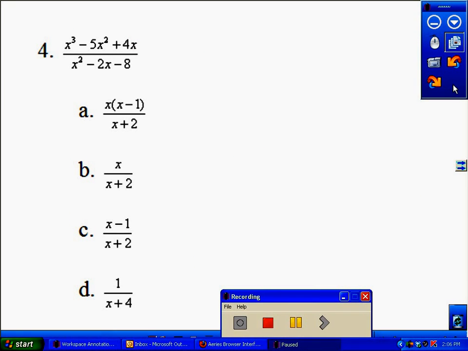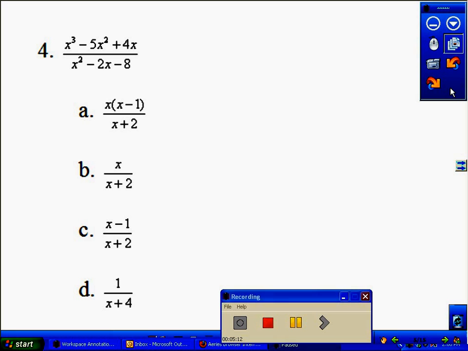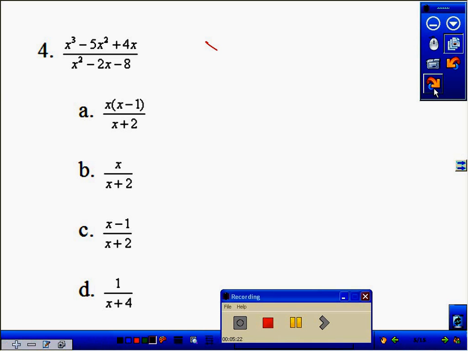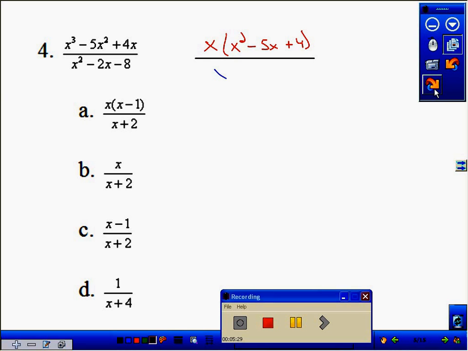Alright, number 4, we have x to the third minus 5x squared plus 4x over x squared minus 2x minus 8. On the top right away, we pull out an x. Once we do that, we'll have x squared minus 5x plus 4 over, and then on the bottom we have x squared minus 2x minus 8.